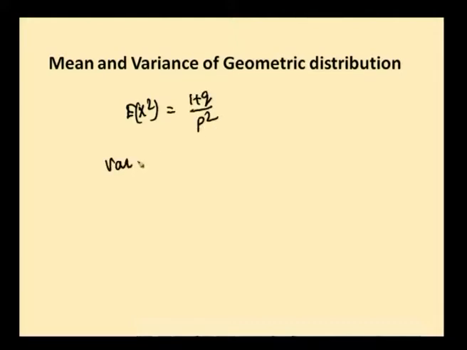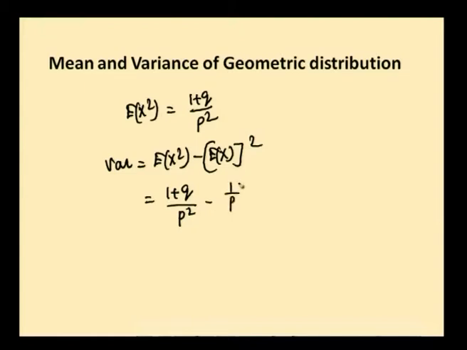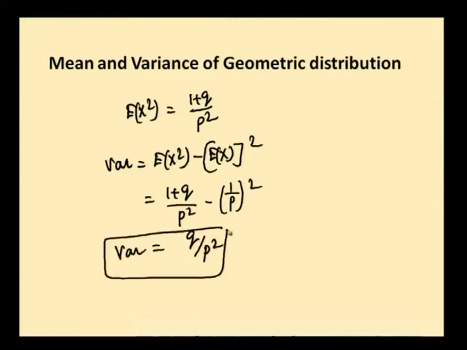What is variance? Variance is E of x square minus E of x whole square, right. So, this is 1 plus q by p square minus 1 by p whole square. 1 by p whole square gets cancelled, you will have only q by p square. This is the variance of geometric distribution.